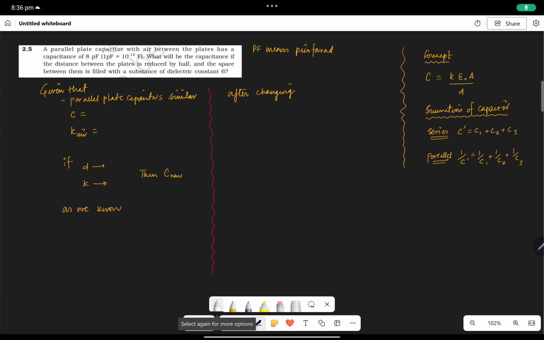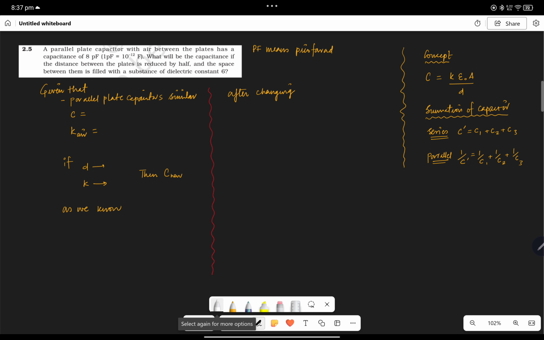So this is question number 2.5 of class 12th, and the chapter name is Electric Potential and Capacitance. Let's read the question. A parallel plate capacitor with air between the plates has a capacitance of 8 picofarad, and 1 picofarad is equal to 10 to the minus 12 farad. What will be the capacitance if the distance between the plates is reduced by half and the space between the plates is filled with a dielectric of constant 6?